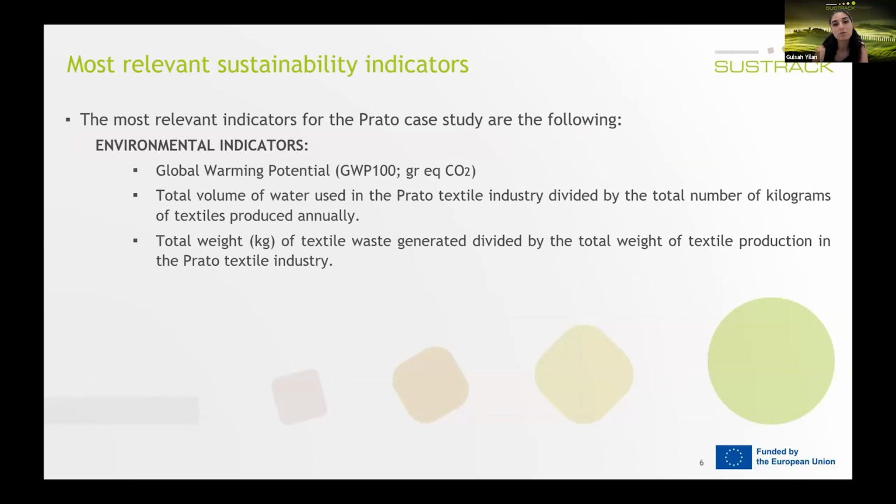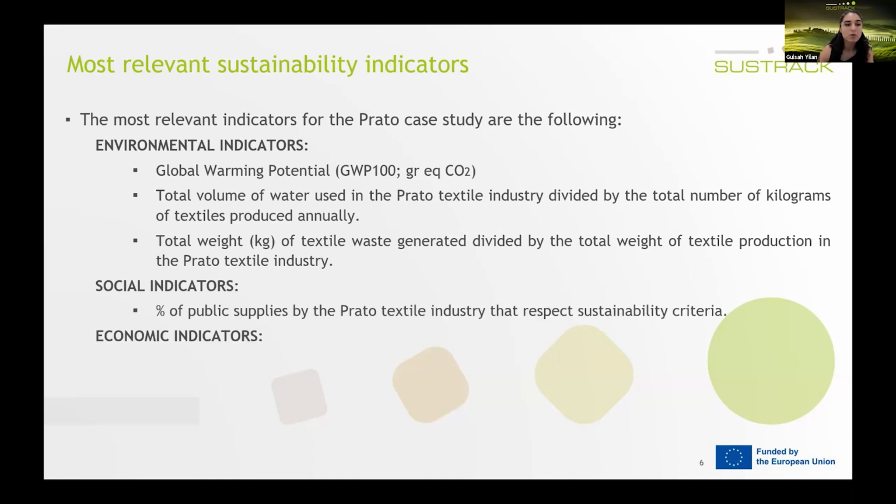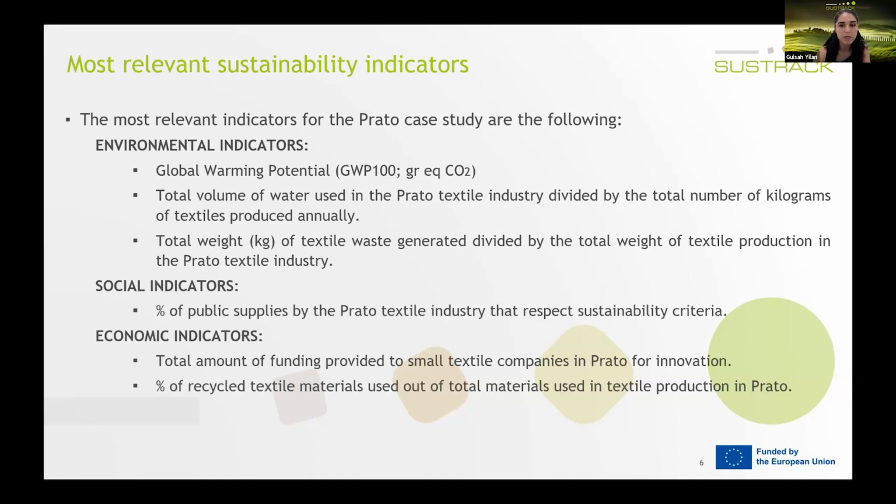And we also have water intensity and waste intensity, meaning the volume of water used in Prato divided by the total number of kilograms of textiles produced annually, or the textile waste generated divided by the total weight of textile production in the region. And we have some social indicators and economic indicators as well.